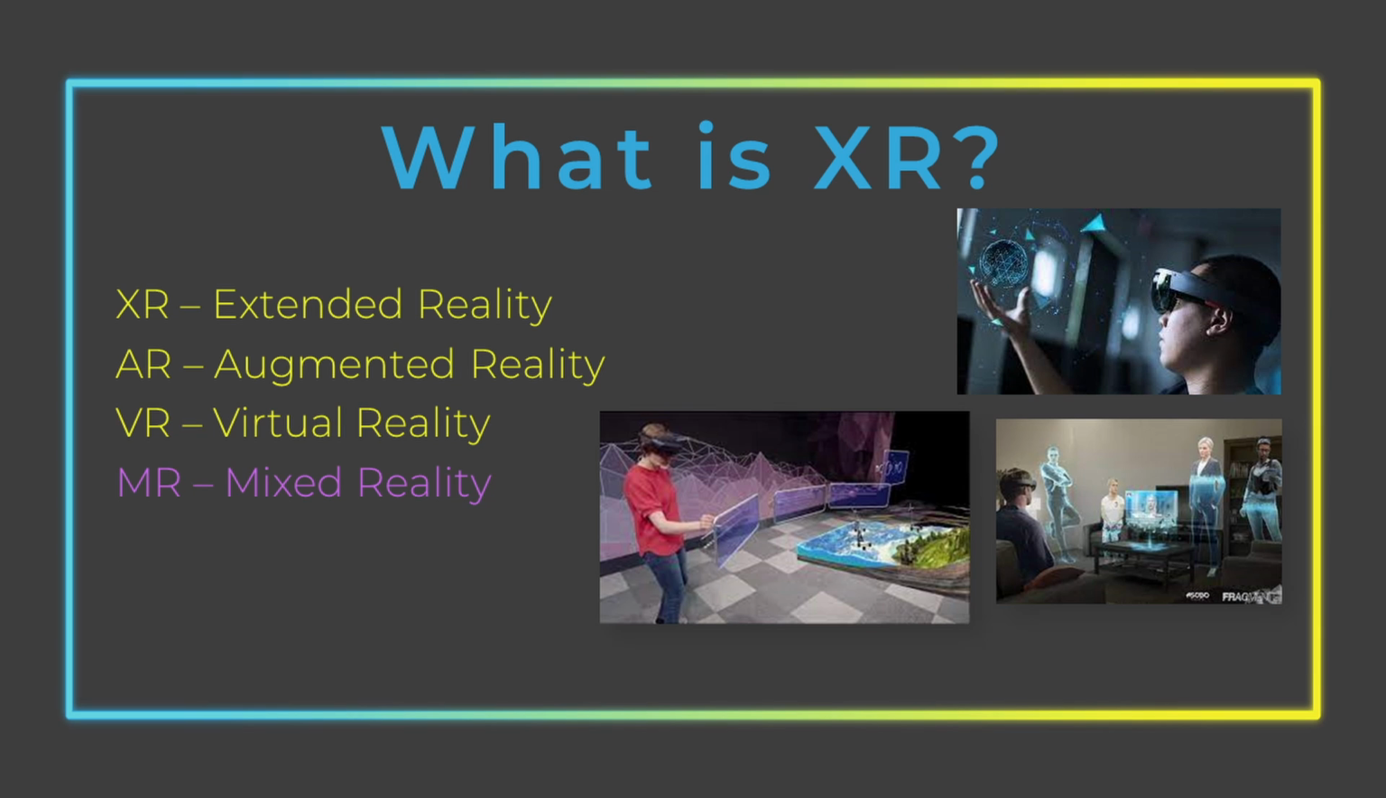MR, mixed reality, sometimes called hybrid reality, is the merging of real and virtual worlds to allow physical and digital objects to interact in real time. The most popular example of mixed reality is the Microsoft HoloLens, pictured on the screen. It allows you to interact with virtual objects that are projected in real time.